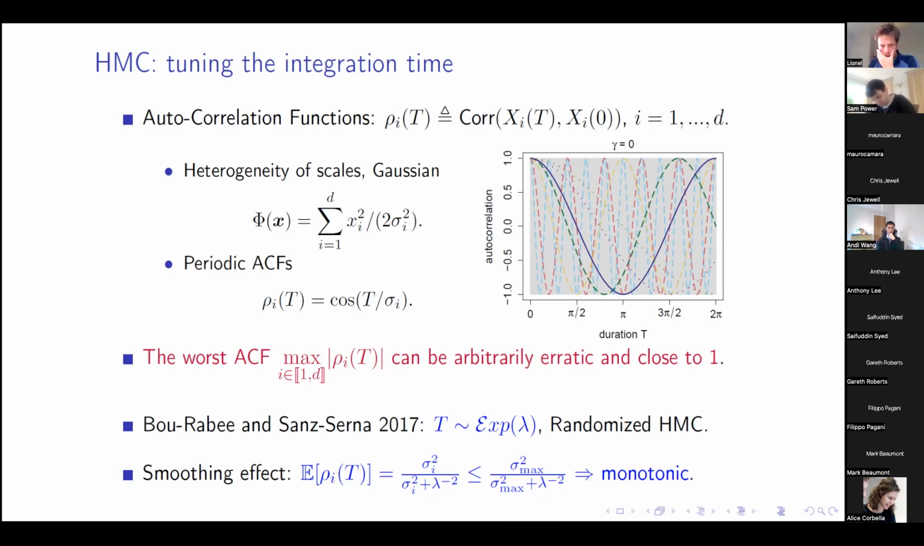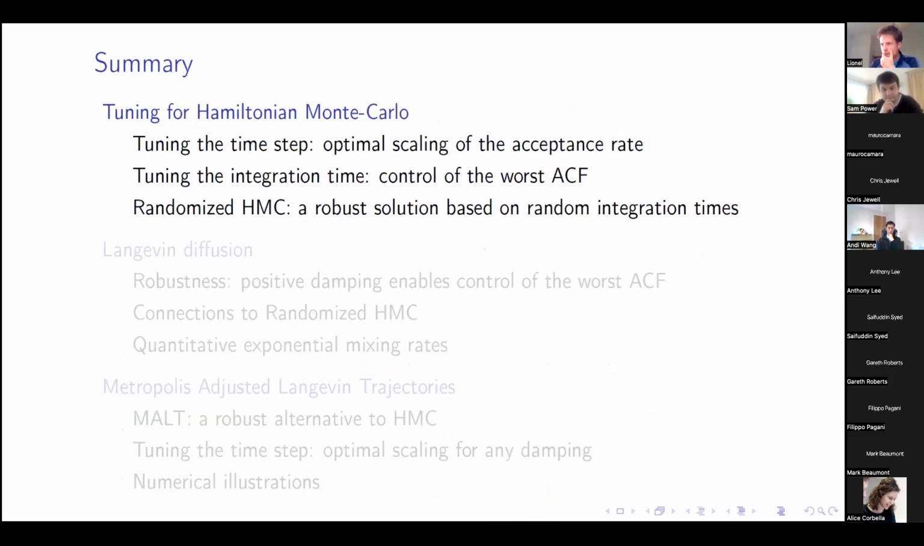Right. So do you have any questions before I motivate the study of the Langevin diffusion and then introduce the algorithm we studied? Nope.